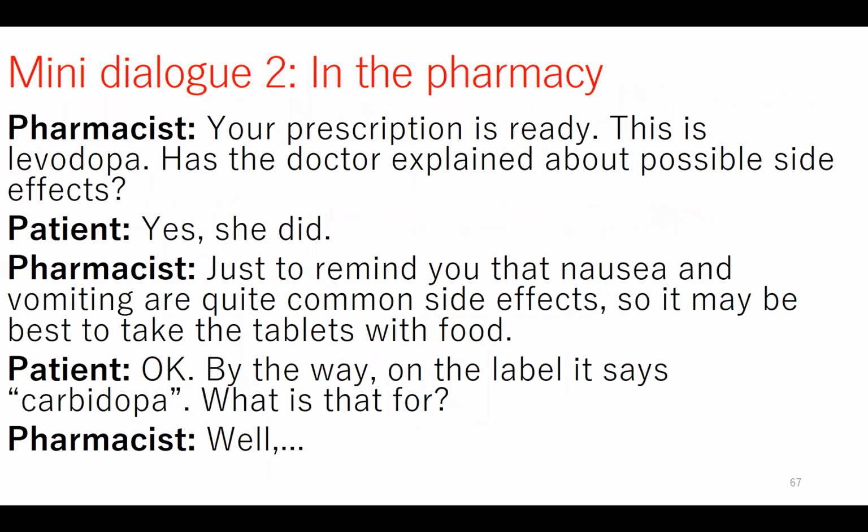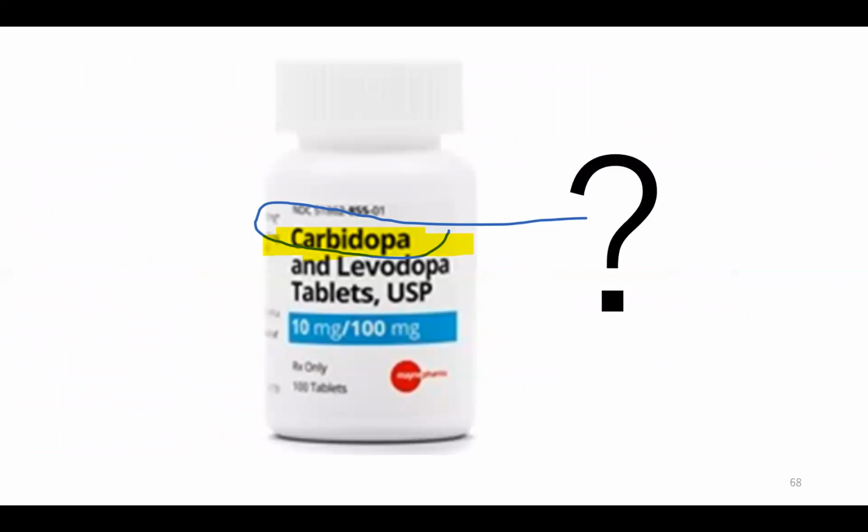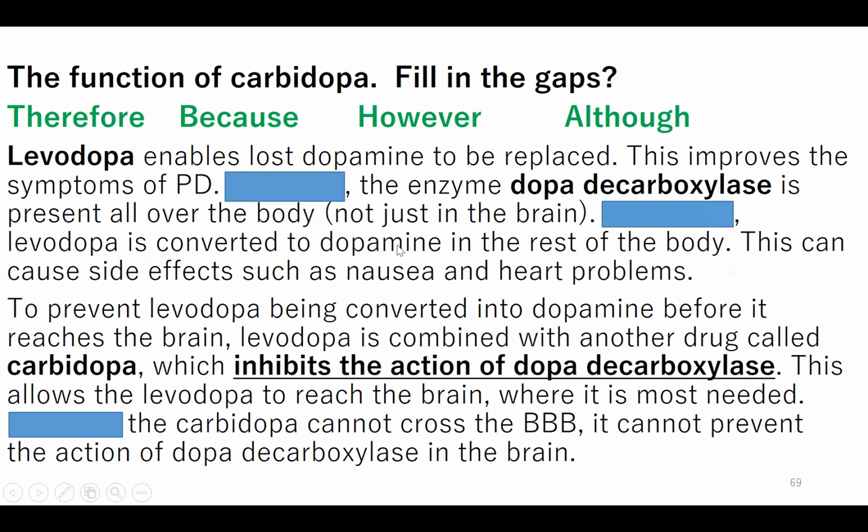And then we talk about this enzyme. And then we have another dialogue in the pharmacy. When you give levodopa, it's often given with carbidopa, so I talk about why it is given with this medicine. And then this one is more like filling in the blanks with one of these words, like an adverbial conjunction, such as therefore.